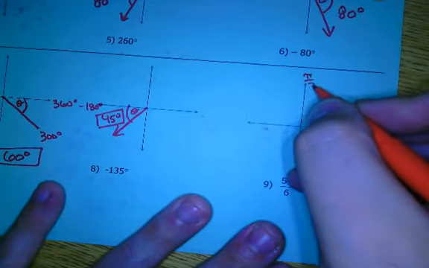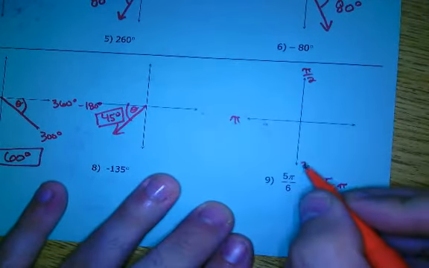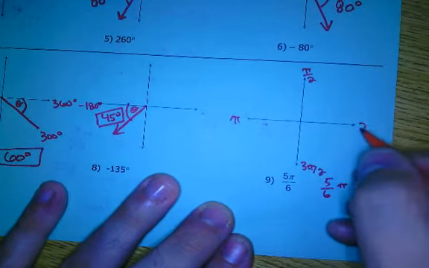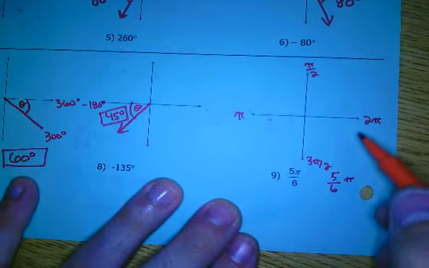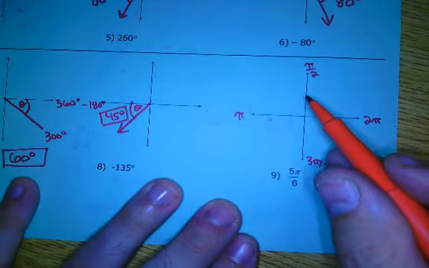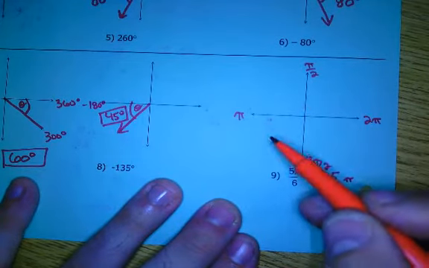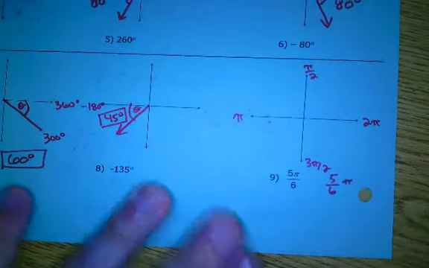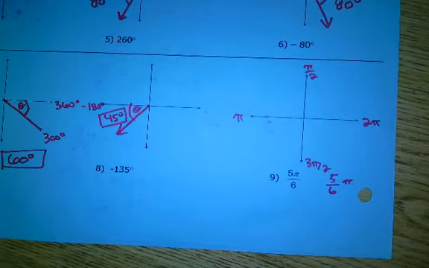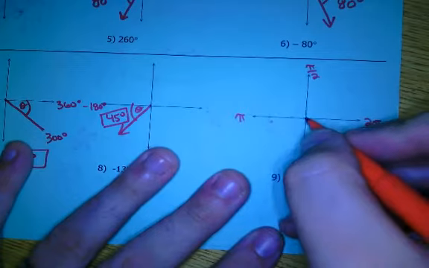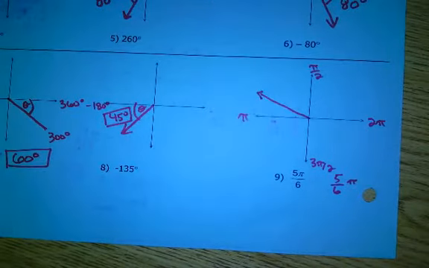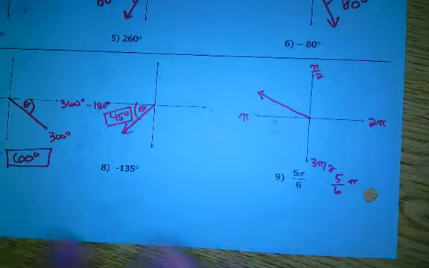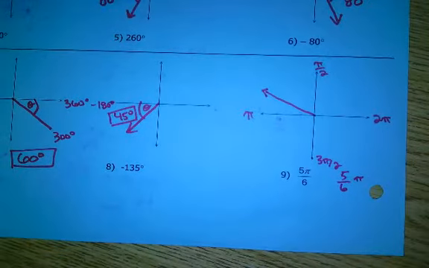Okay, so this is going to be pi over 2, this is pi, and this is 3 pi over 2, and this is 2 pi, or 0. So 5/6 is between here, or here, or here, or here. So which quadrant is it in? Very good. It's actually going to be here in the second quadrant, because 5/6 is between 1/2 and 1.